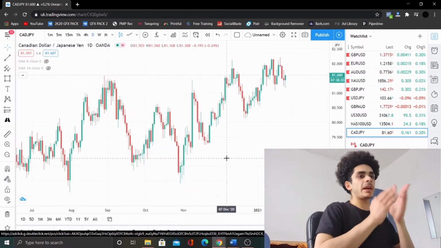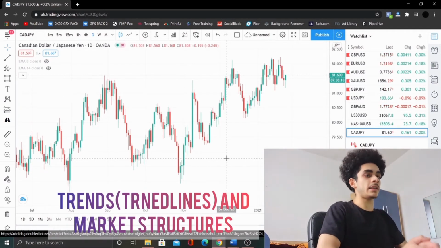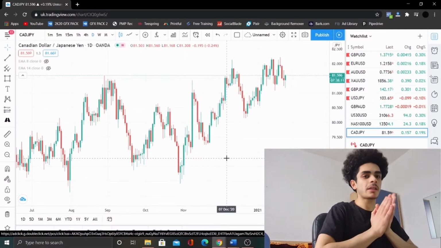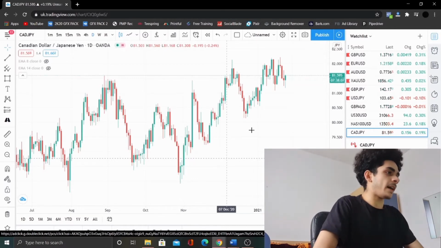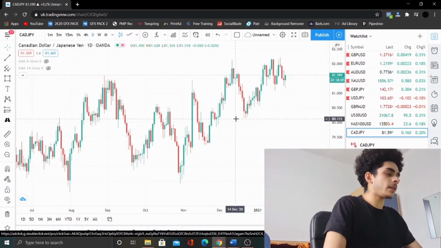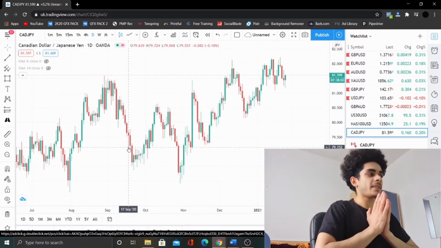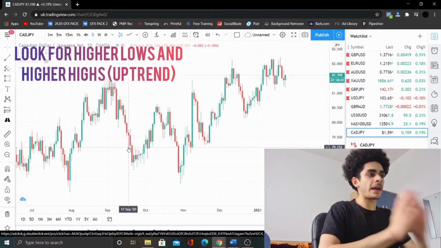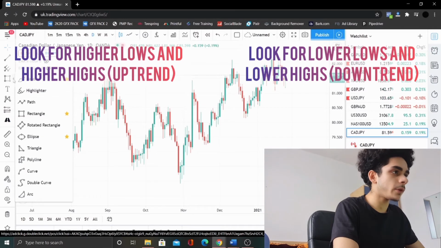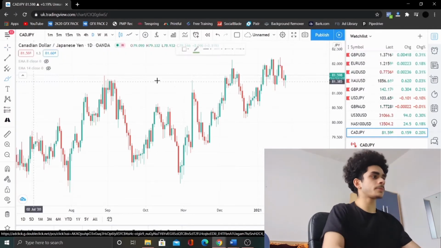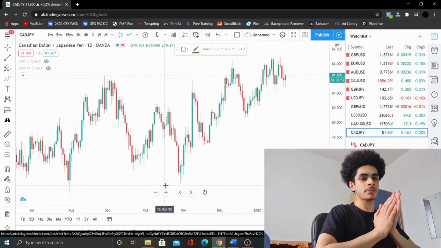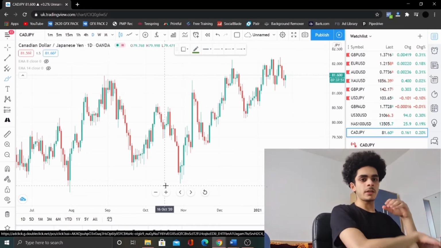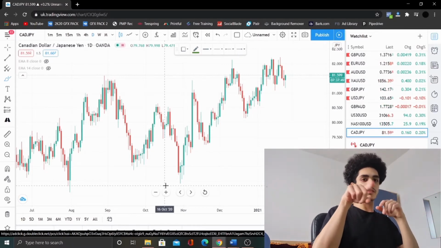Now we're looking at trends, trend lines, and the different types of markets. So in Forex, there's 2 types of trends and 2 types of markets. There's an uptrend and a downtrend, and you can identify this by looking for higher lows and higher highs. So quickly, let's get a brush up. In Forex, like I said, there's a trending market, which is pretty much going up or down, and there's a ranging market, which is just going like this.